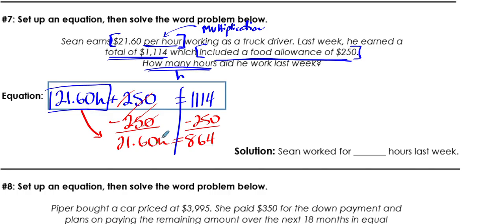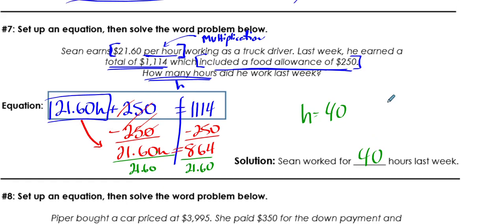One last step, that's multiplication. So to cancel out the multiplication, we're dividing by 21.60 on both sides. So h is 40. So Sean worked 40 hours last week. So he worked 40 hours to make some amount of money as a truck driver, plus he made some money from the food allowance. That gave us that total of $1,114.